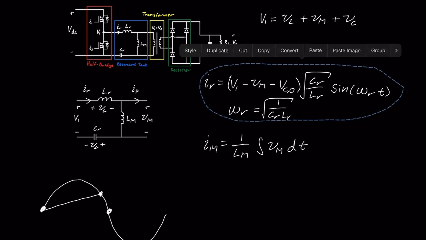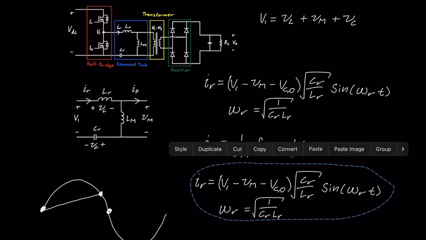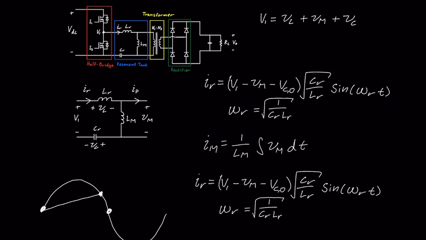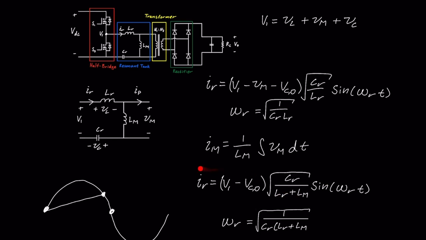So if we just copy this, because it would be quite similar, we can just remove VM, and then we need to just add LM to both the LRs. So this would be the current for the second condition. So we have just LR plus LM here and LR plus LM here as well. So we just need a parenthesis like that.